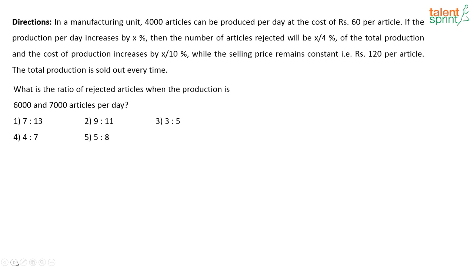In a manufacturing unit, 4,000 articles can be produced per day at the cost of rupees 60 per article. If the production per day increases by X percentage, then the number of articles rejected will be X by 4% of the total production, and the cost of production increases by X by 10% while the selling price remains constant, that is rupees 120 per article. The total production is sold out every time. What is the ratio of rejected articles when the production is 6,000 and 7,000 articles per day?